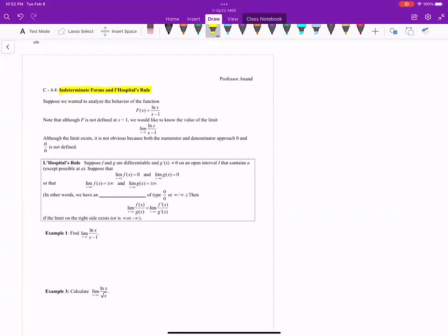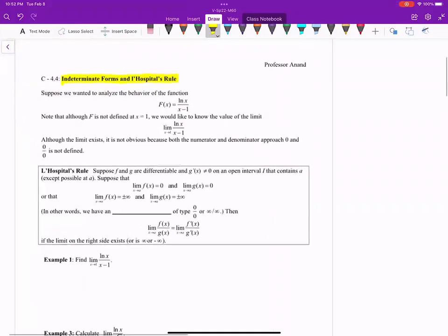Suppose we wanted to analyze the behavior of the function f of x equal to ln x over x minus 1. Note that although f is not defined at x equal to 1, we would like to know the value of the limit. What happens if x approaches 1? Because x minus 1 occurs in the denominator, when you plug in x equal to 1, it makes the denominator 0. And also the numerator becomes ln of 1, which becomes 0 as well. So it becomes 0 over 0 format.